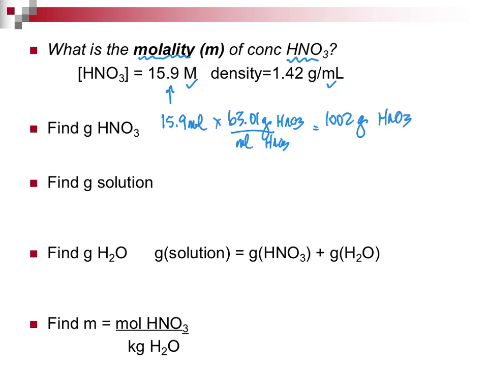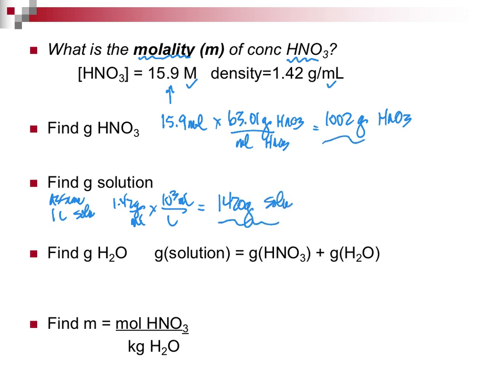So now, what are you going to do next? Well, you're going to assume, once again, 1 liter of solution. So if you have a density of 1.42 grams per mL, and there are 10 to the third milliliters for every liter, it's going to tell you that you have 1420 grams of solution.